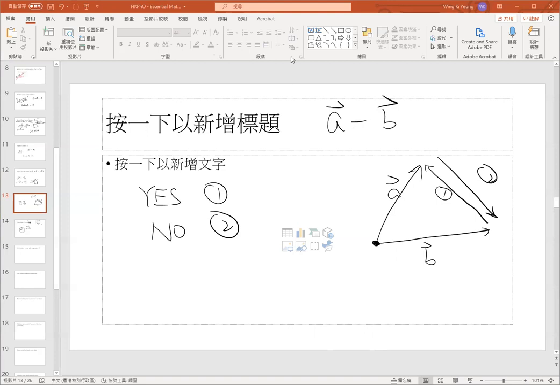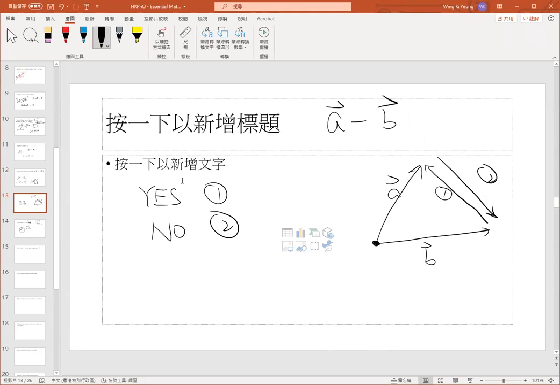The answer is the first one. So negative B is this vector, is it? And you do the addition of A and negative B. So this is starting point, this is end point. So the answer is the first one. Okay, I'm drawing on it. So the answer is the first one. Let me erase the others.